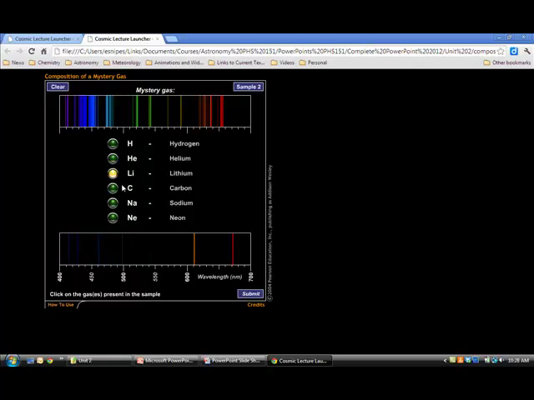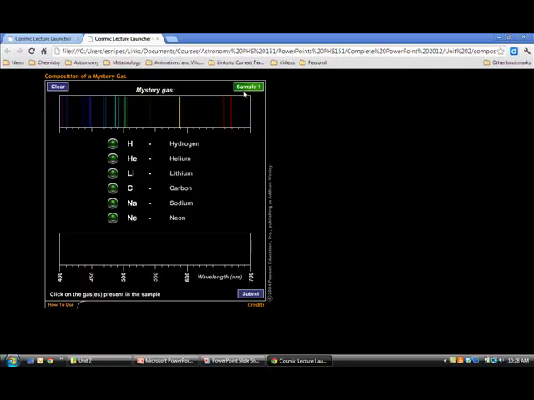Okay, lithium. Again, lithium's not looking too promising. I see a line in lithium that's not in my mystery gas. Carbon, nope, too many lines down here. It's not in my mystery gas. Sodium, now sodium's looking like a potential. Can you see where all of those spectral lines of sodium, this would be my known sample, match up with my unknown sample? So here we can submit, and yes, we are correct. Sodium is the gas.